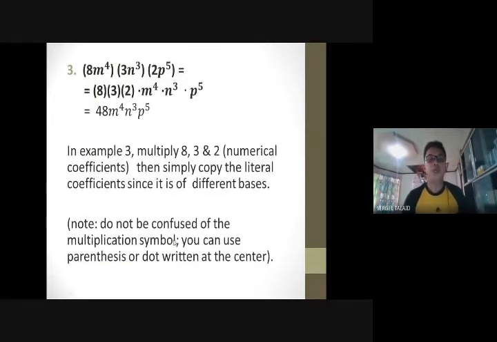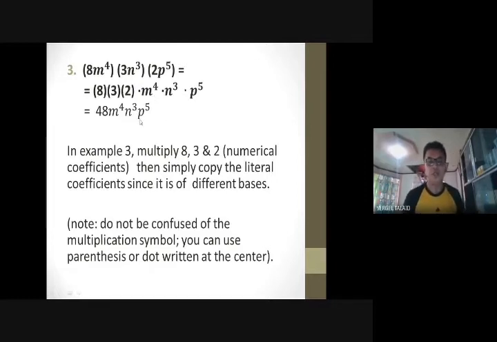So number 3, we have 8m to the power of 4 times 3n cubed times 2p to the power of 5. Take note, this is multiplication because there is no sign between the grouping symbols. So multiply the numerical coefficients. 8, 3 and 2, that is 48. 8 times 3 is 24, times 2 is 48. Since we only have one m here, just copy m to the power of 4, still with n cubed and p to the power of 5, since we don't have a common base here. So this is now the product.